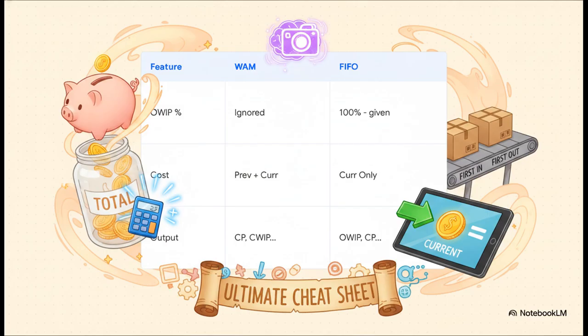Feature 3, the equivalent units output lines. WAM just has completed production, CWIP, normal loss, and abnormal loss or gain. FIFO breaks that top line into two separate things, OWIP completion and fully fresh completed production. If you lock this table into your memory, you will never mix up their rules on exam day.